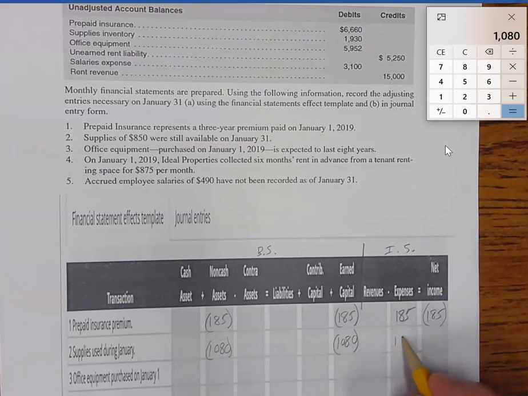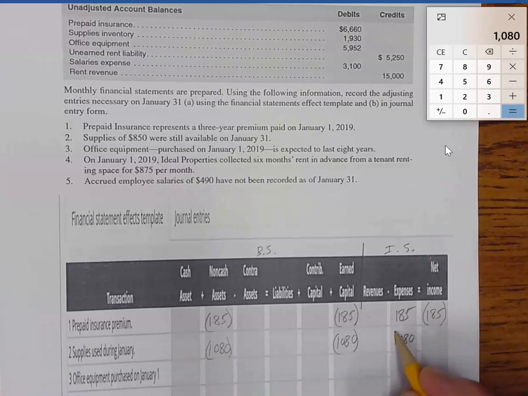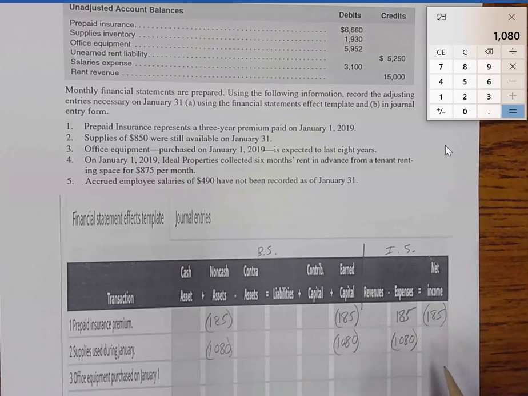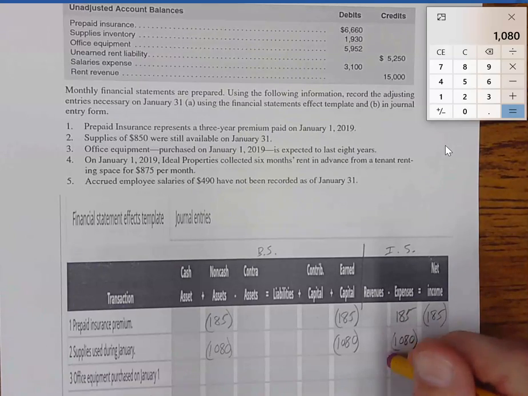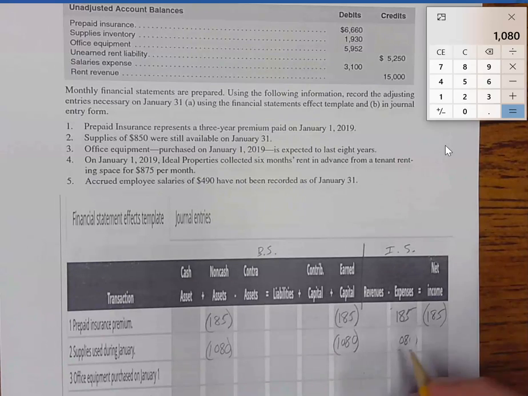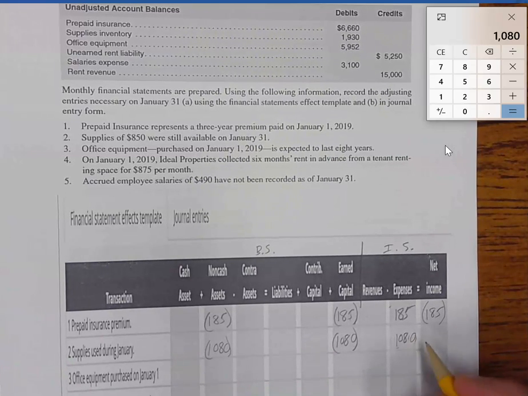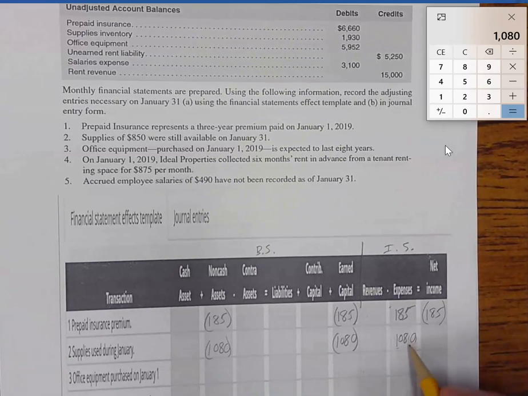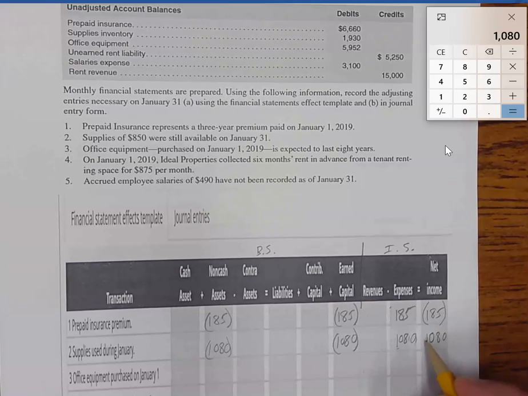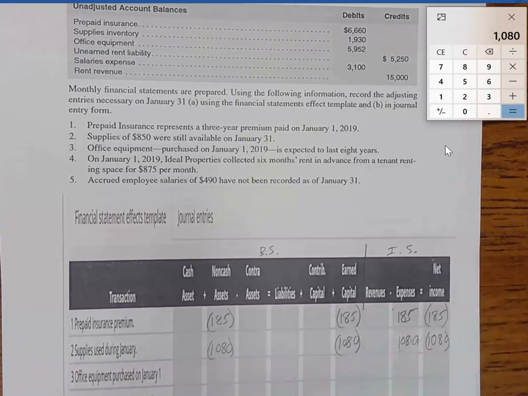And so we figured out that it was $1,080 that we used. I'm sorry, I made a mistake there. Bear with me one moment. I did it correctly in the first one and then I messed it up here. All right, so expense has gone up by $1,080 and net income has gone down by $1,080.